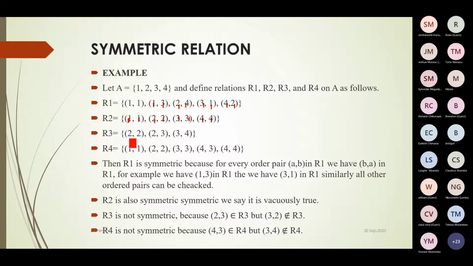On R3, we've got (2, 2). We've got (2, 3) but we do not have (3, 2). We've got (3, 4) but we do not have (4, 3). So R3 is not a symmetric relation. And for R4, we've got (1, 1), (2, 2), (3, 3), and (4, 3), but we do not have (3, 4). So R4 is not a symmetric relation.